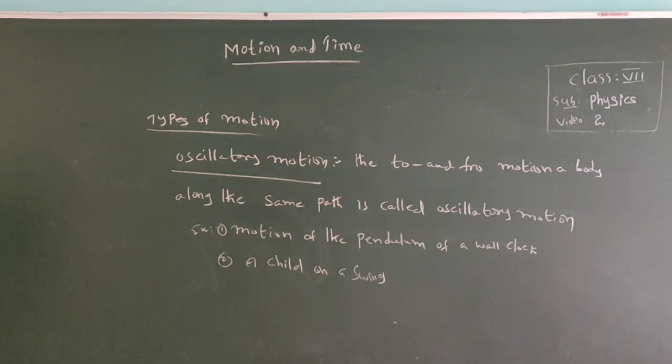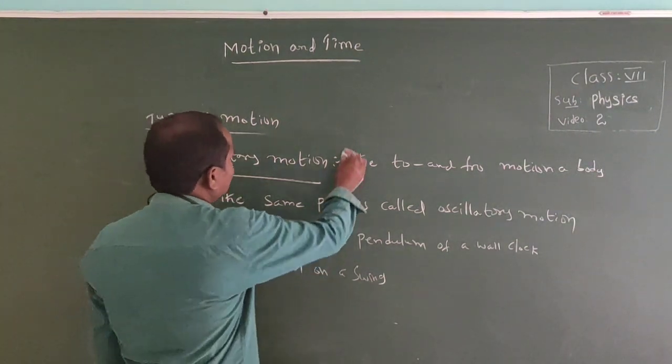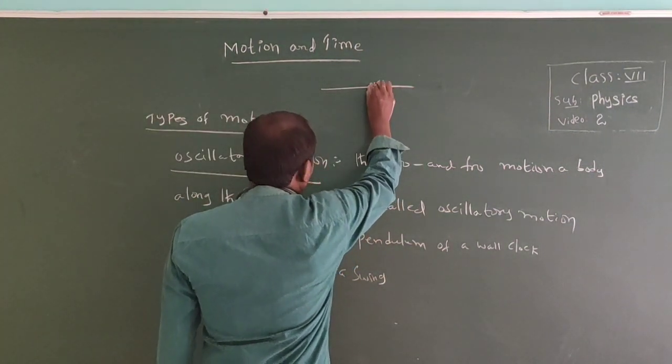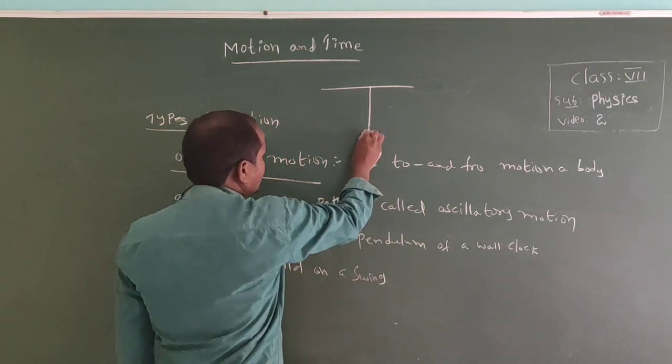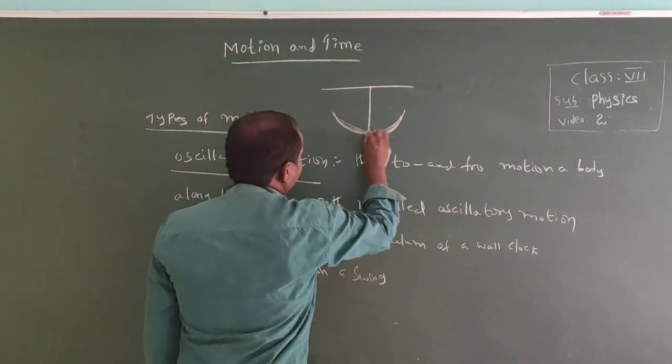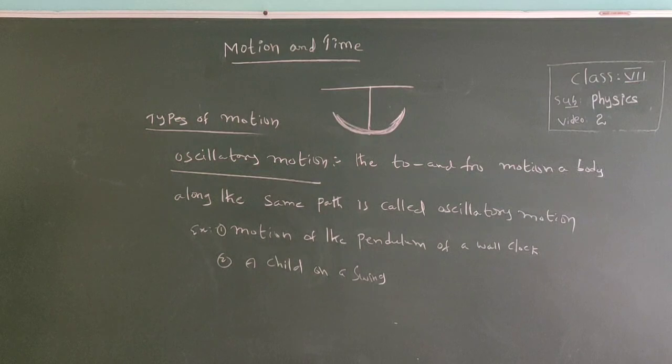Okay, next one, vibratory motion. So once again, oscillatory motion. For example, it is a bob. It is moving like this. The to and fro both are in the same path. That is called oscillatory motion. Next, vibratory motion. It is a part of the oscillatory motion.